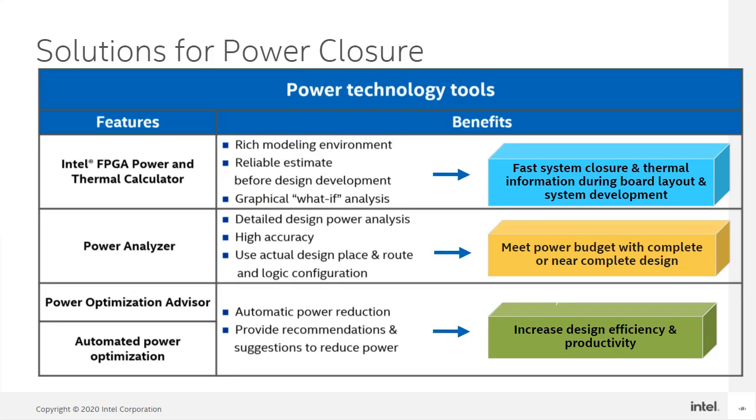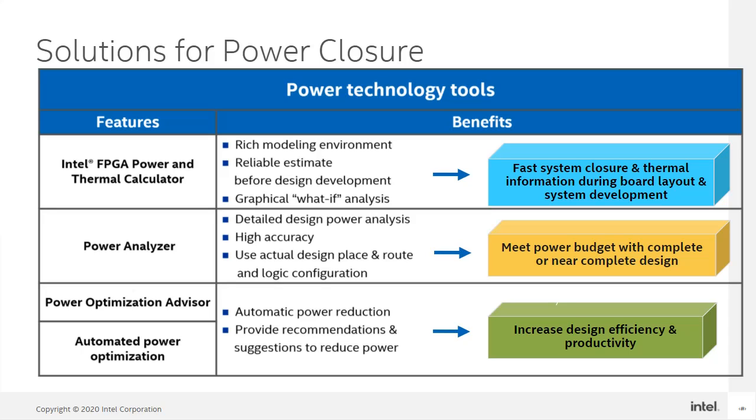Intel FPGA provides the tools you need to close power in your system. At any point in the design cycle, use the Power and Thermal Calculator, or PTC, to model your power requirements and calculate what kind of cooling solution is required for your design. The PTC is an easy-to-use what-if analysis environment that can be used as a standalone tool or while using the Intel Quartus Prime software. With the information reported by the PTC, you can choose and start designing the system power supplies and cooling solution, meeting the need of fast system closure.